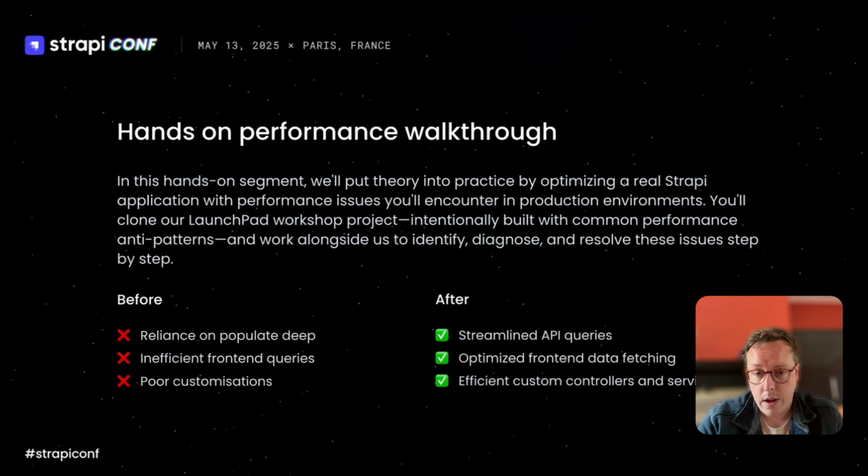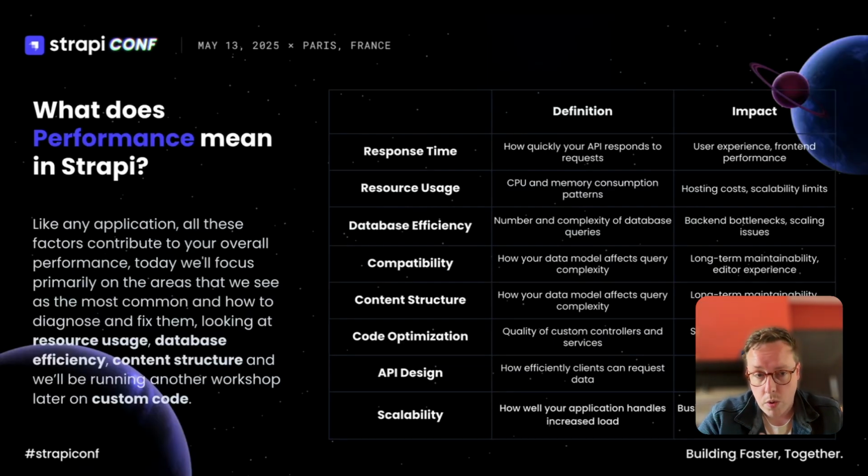We're also going to be doing a hands-on performance walkthrough, and in this section, we're going to be talking around a common practice that we spot in the community and with our customers on using populate deep methodologies. This will then lead to inefficient front-end queries and ultimately create poor customizations. So we're going to be streamlining some of these API queries, optimizing some front-end data fetching, and creating efficient custom controllers and services.